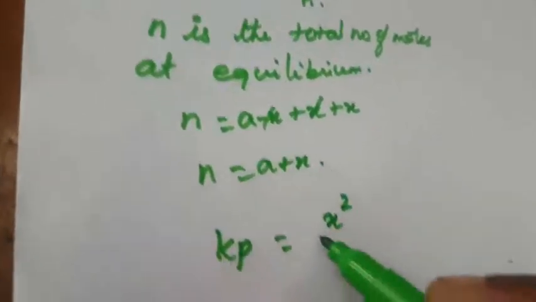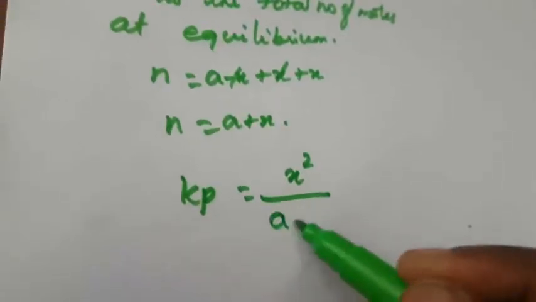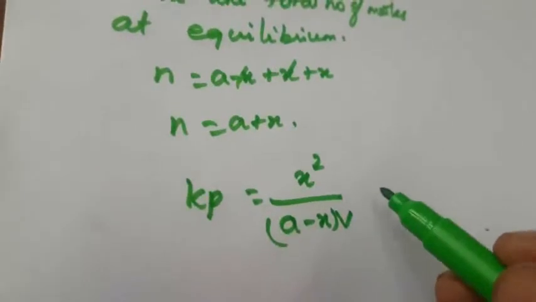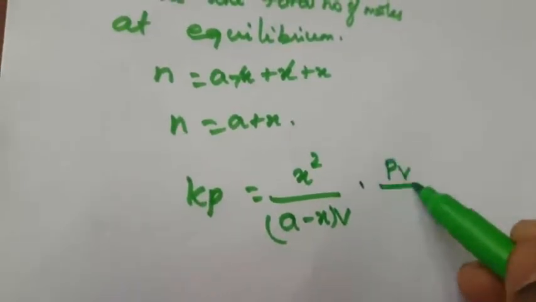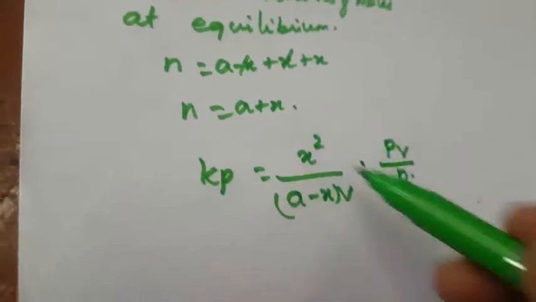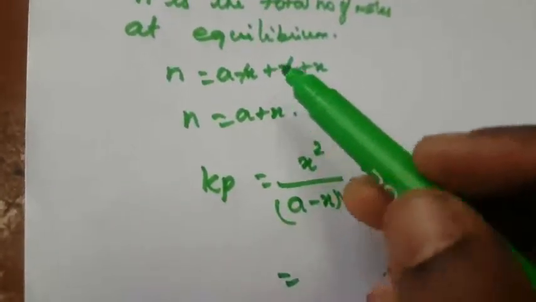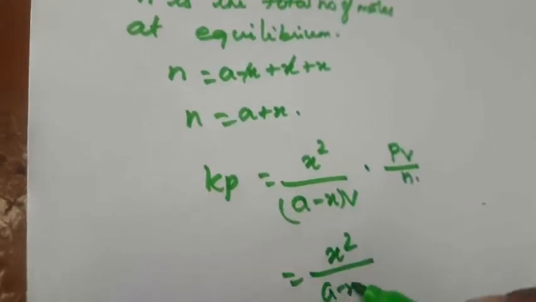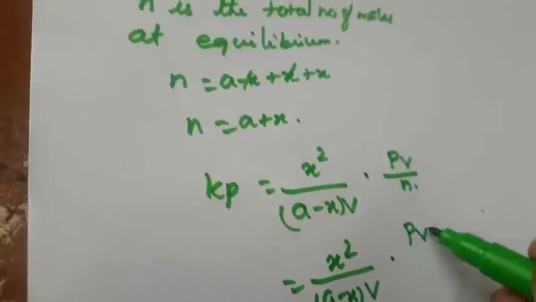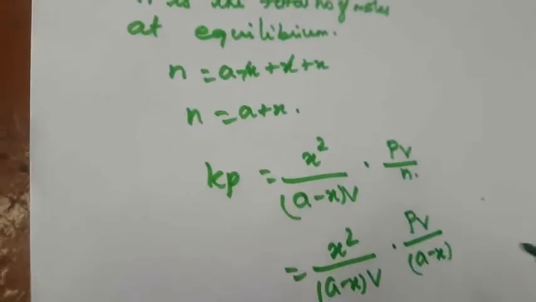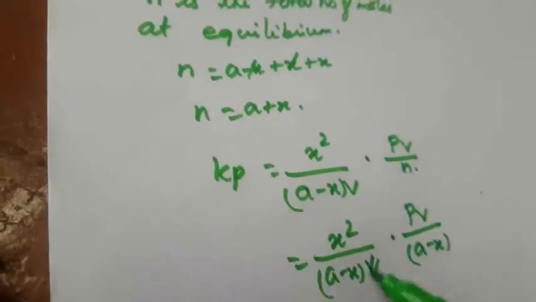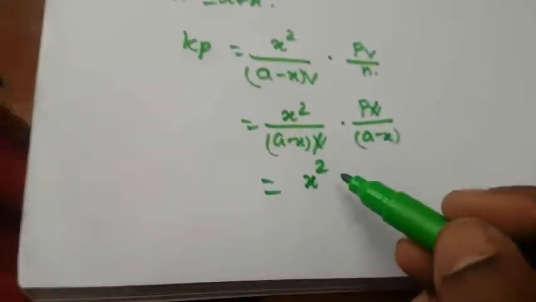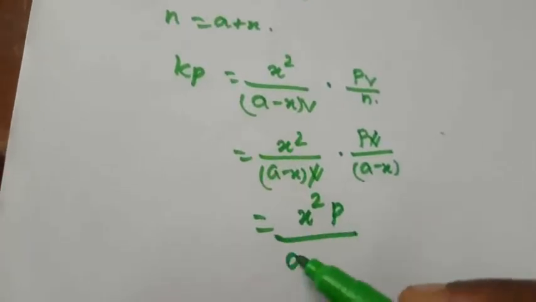X square by A minus X into V. Okay, so this is X square by A minus X into V, into PV by N. This is your RT. Okay, Kc RT. What is the PV value? PV by N. So again X square by A minus X into V, PV by A minus X. This is the N value, right? So here the V cancels. So the value becomes X square P by A.